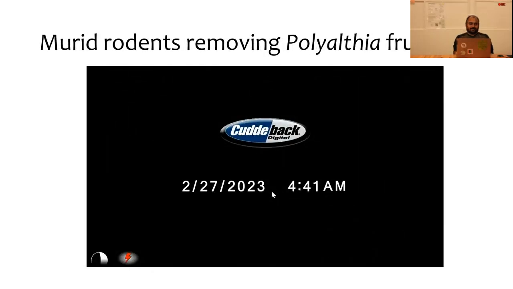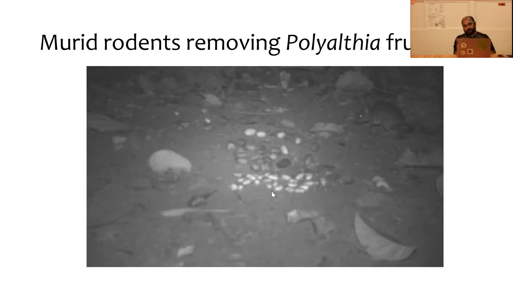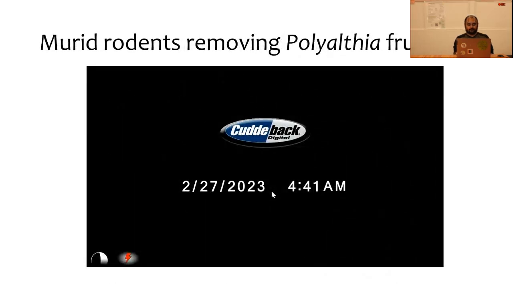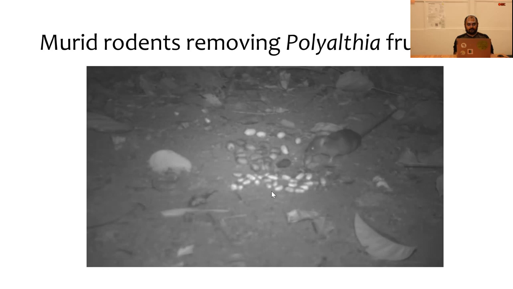Here there are rodents, rats or mice, which are murid rodents, and they are generally removing fruits. I have found that they are removing fruits and seeds both, for different kinds of species. Now here I'll just show. It is generally removing the seeds, and I have also found that they also eat fruits. Also, I found that they remove the seeds for some of the plants.